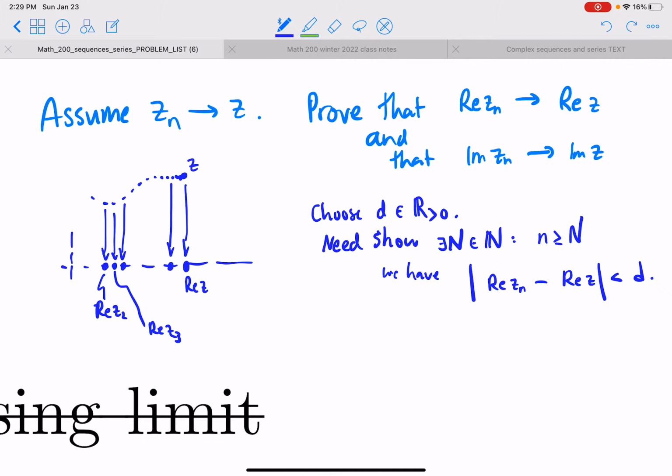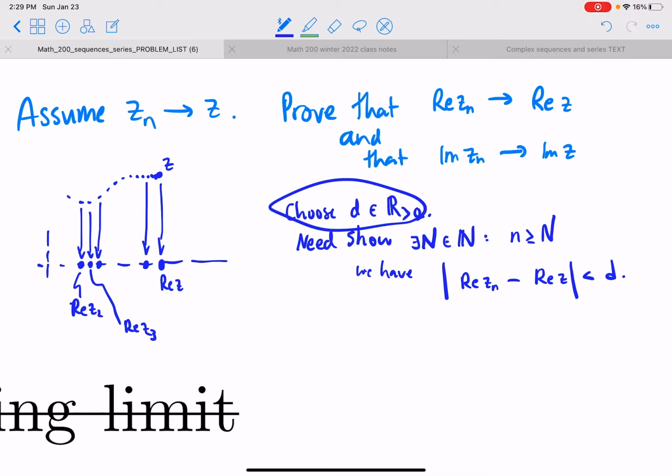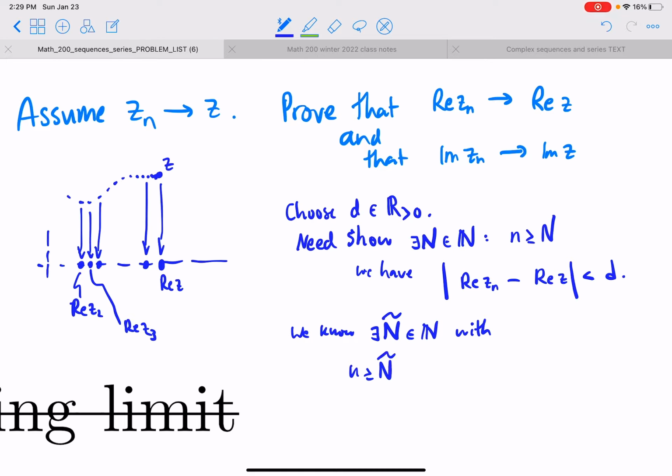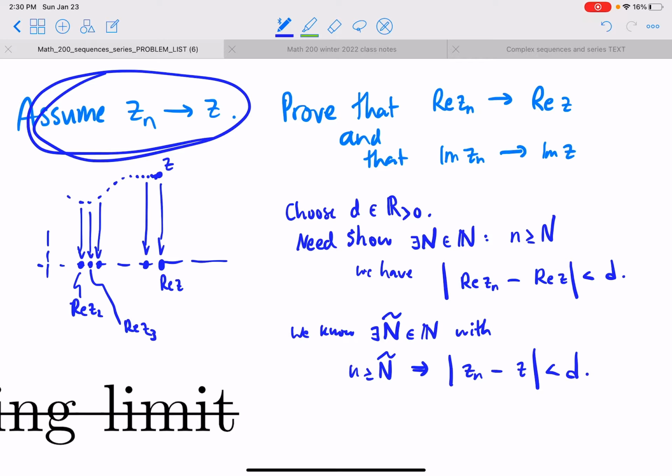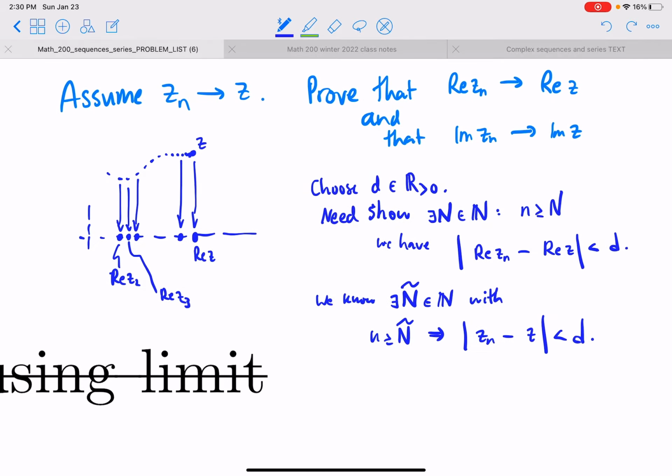Okay. But once we choose this positive number, then we know that this converges. We're allowed to assume that's true, and so we know there exists some, I'll call it something else, N tilde, with n past N tilde implying that the absolute value of z sub n minus z is less than d. That's what we got to assume. We got that for free. The existence of this N tilde was given to us by assumption. Okay, and now will this do it?